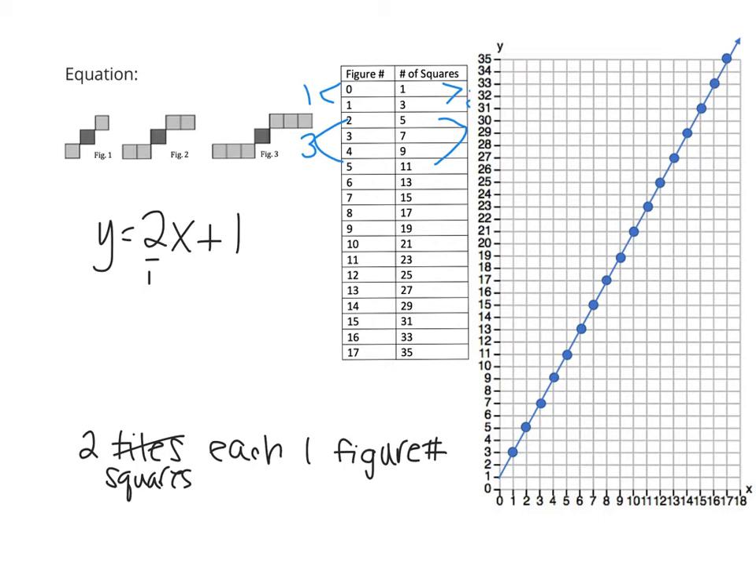So if I want to just check my work, we'll just check it real quick. If I plug in 3, does y equals 2 times 3 plus 1 give me the 7 that I'm looking for, so that they all match? And the answer is yes. So I know that my equation, y equals 2 over 1 x plus 1, is the equation.